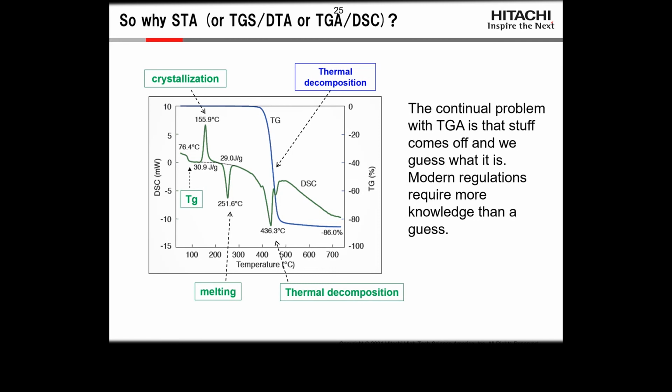And then the final reason why we would want to use an STA rather than a TGA is calibration. There are no traceable absolute TGA standards. They're called Curie point standards, and they're just not commercially available. However, there are lots of melting point standards. So the STA allows us to calibrate with traceable standards, it's a big point for a lot of industries.